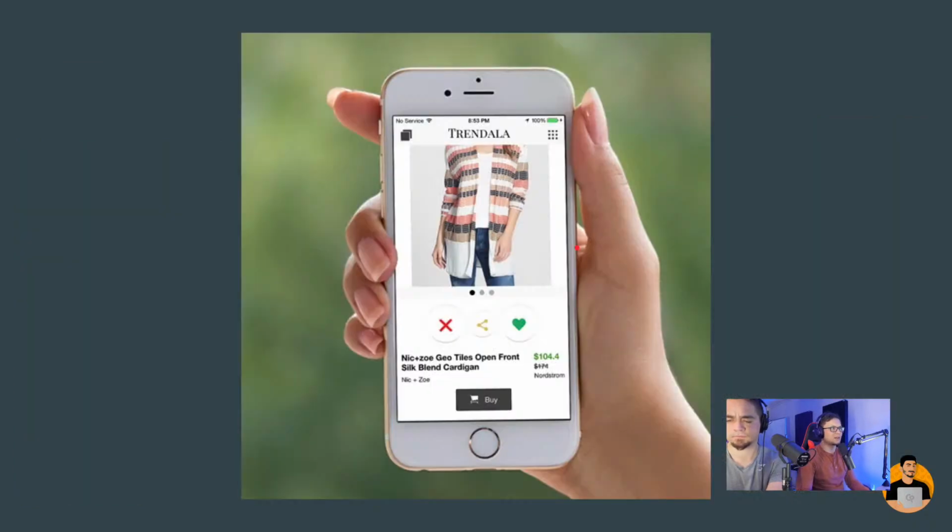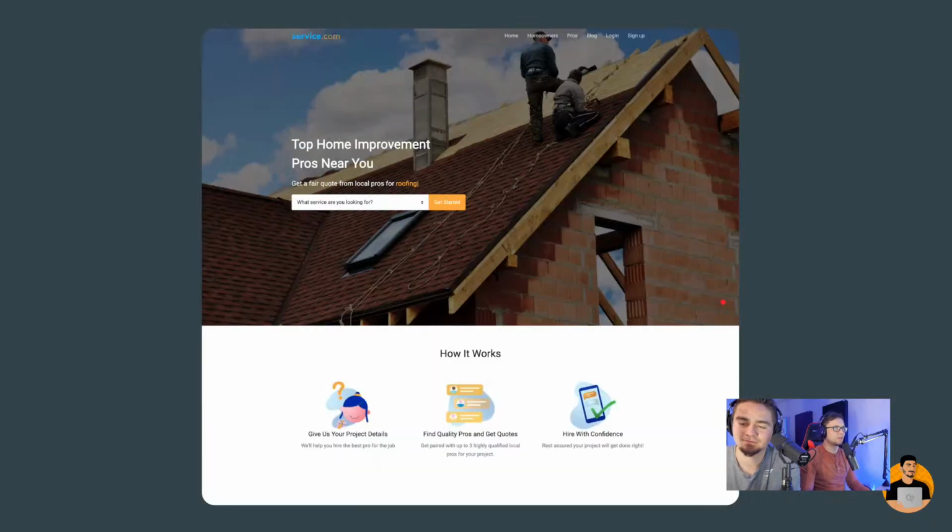It was insane. This is the app that we built called Trandala. Kind of looks like Tinder, but it's Tinder for clothing. So how cool is that, by the way? That looks pretty cool, no? Super cool, man. This was built with web technology, by the way. I want to download it. It's not live anymore. Bankrupt.